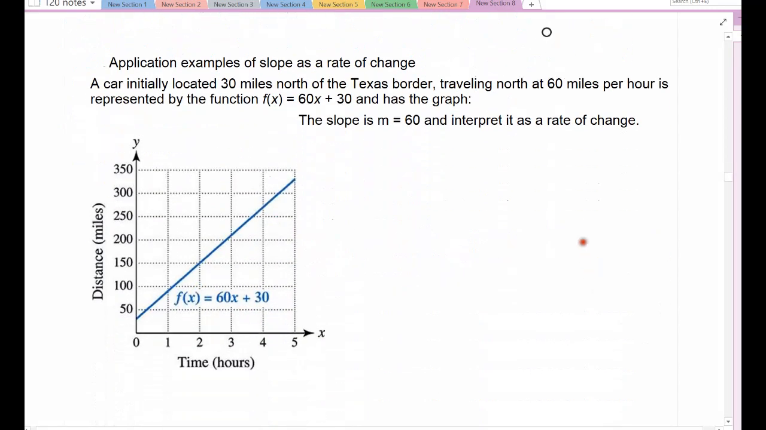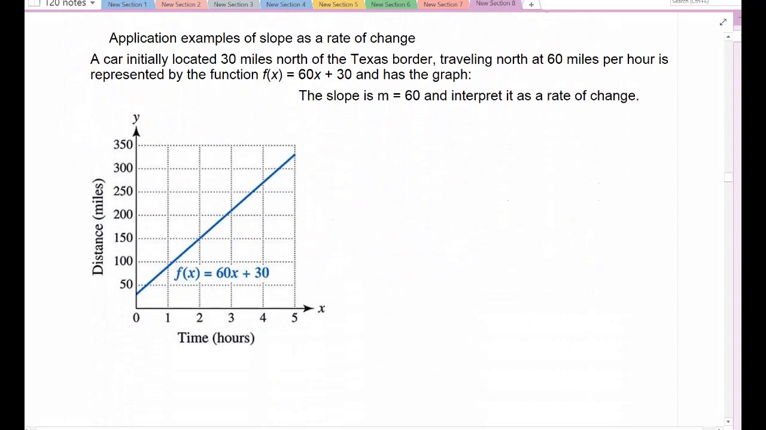So, a couple of application examples, because this is where you interpret slope with units. Units are very, very important when we're looking at an application. When you're dealing with rates of change, it's always the change in my function: how much is my function increasing or decreasing per 1 unit change in my x, my input values.